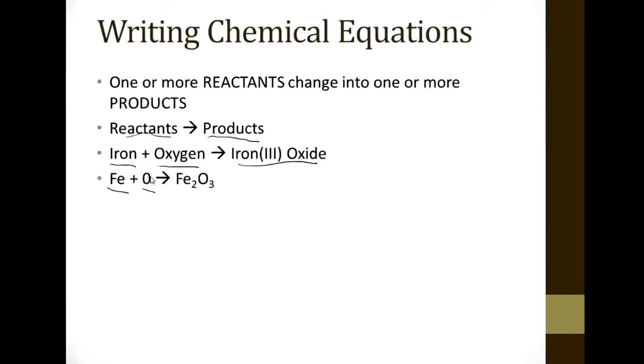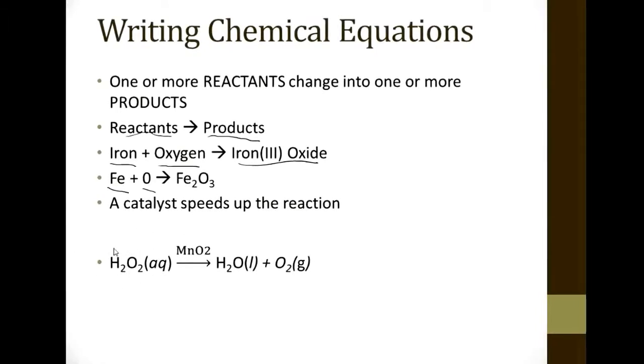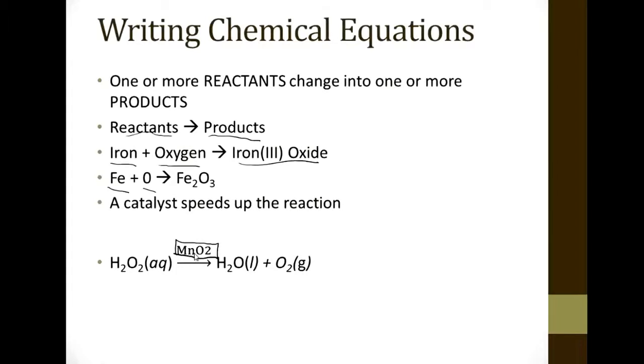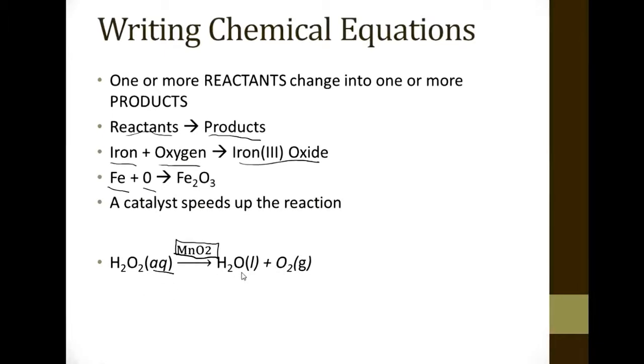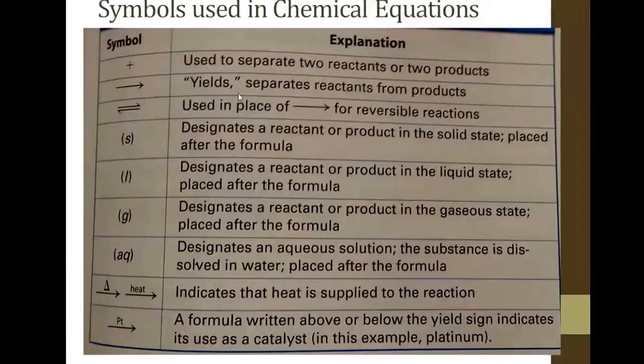All right, then you can have something like a catalyst, which speeds up a reaction, and it'll be written like this. This is an example. You have hydrogen peroxide in the presence of MnO2, and it's written up above the arrow like this, making water and oxygen. So what are all these extra things that we haven't really dealt with yet? Well, here's a guide to what they all are.